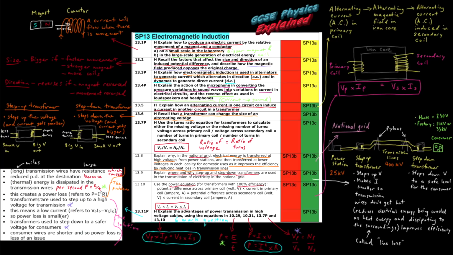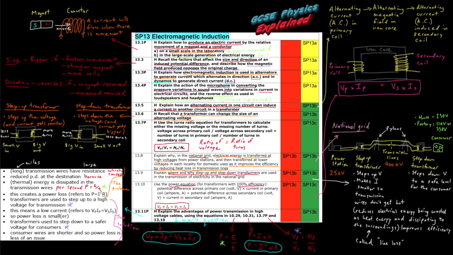All right, that's going to create a power loss. So refer to this equation at that point. Power equals I squared R, or power equals I times by V. Now the solution of that problem, remember, is by stepping up the voltage first. So it steps down the current so you don't waste your energy.